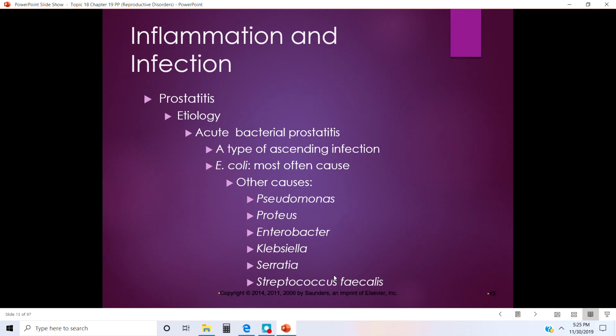So let's take a look at the etiology of acute bacterial prostatitis. Like I said before, this is a type of ascending infection. Again, the most common beast or cause is going to be Escherichia coli. But I listed down some other ones that are possible: Pseudomonas, Proteus, Enterobacter, Klebsiella, Serratia, and Streptococcus faecalis.